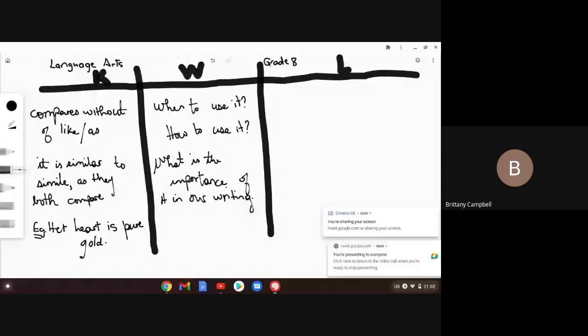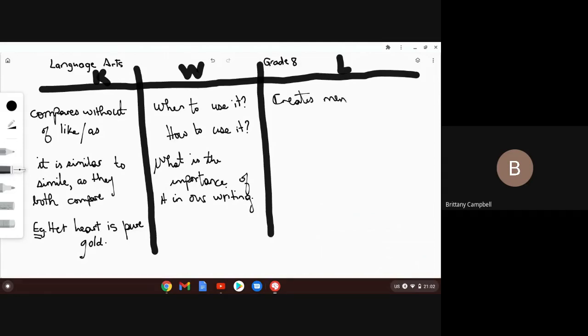All right, so let's go back to our chart. Now, before I give you any activity, what have you learned about metaphors? Anything? All right, so as was said earlier, it is used to create a mental picture. So I'm just going to write, creates mental picture, right? Anything else?